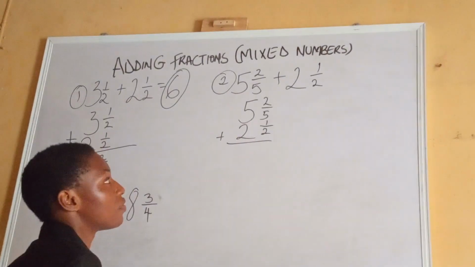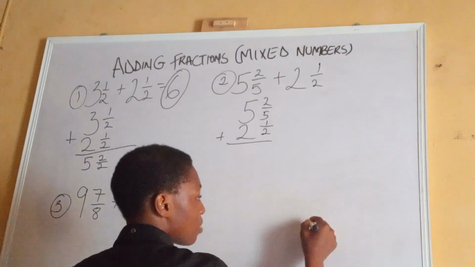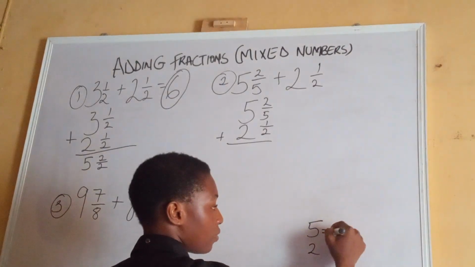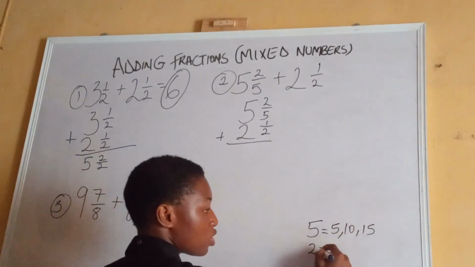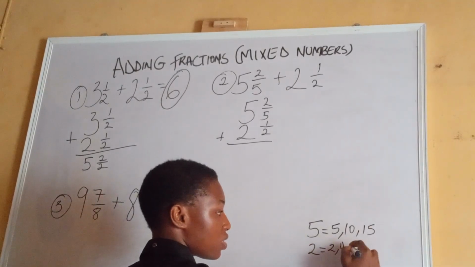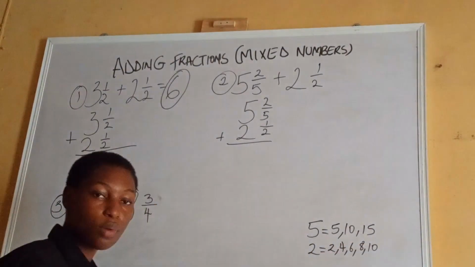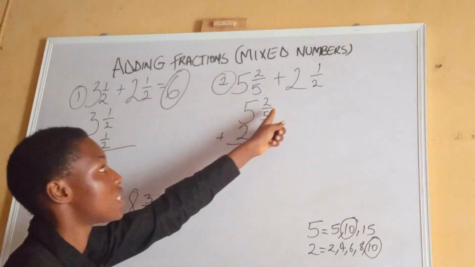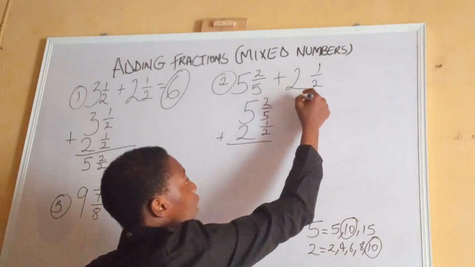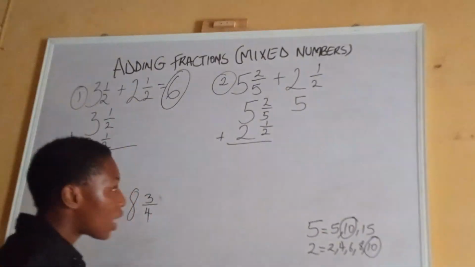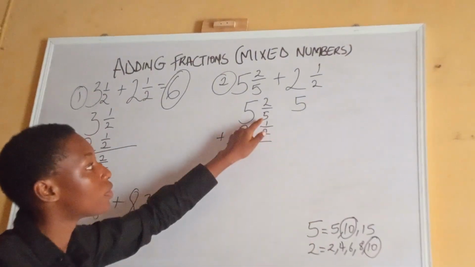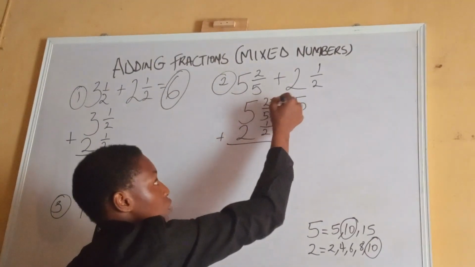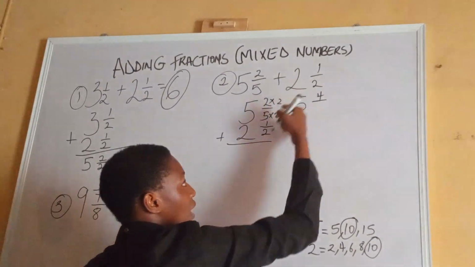When you have found a common denominator, if you look at 5 and 2, what's the LCM of 5 and 2? Multiples of 5 are 5, 10, 15. Multiples of 2 are 2, 4, 6, 8, 10. The lowest common multiple, or common denominator, will be 10. So you just need to use the equivalent fraction to find it. Now, I will write this as 5 whole number. What can you multiply 5 by that will give you 10? That's 2, right? So you also multiply the numerator 2 by 2. So 2 times 2 is 4 over 5 times 2 is 10.